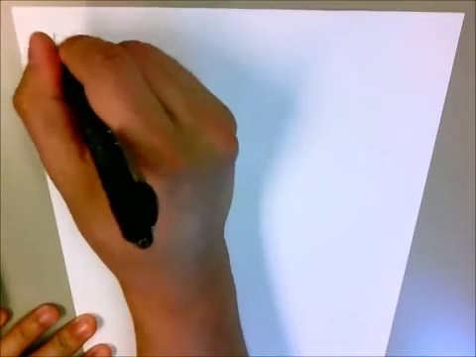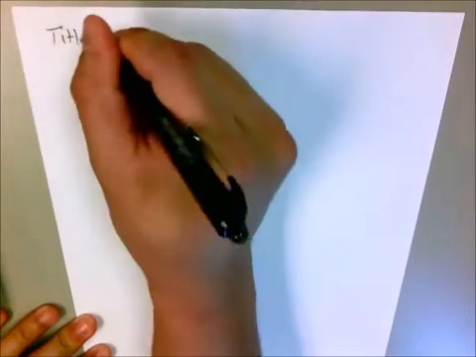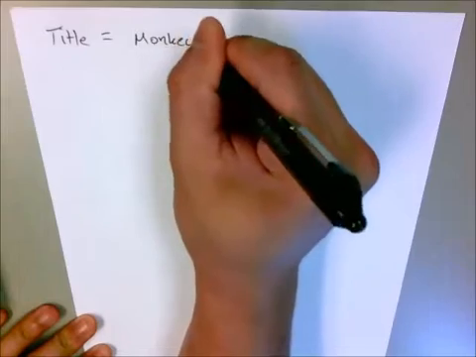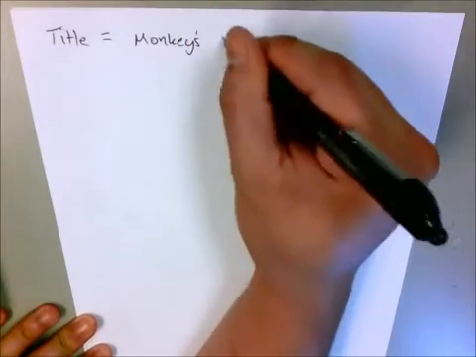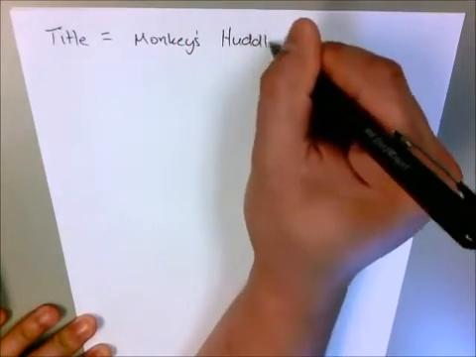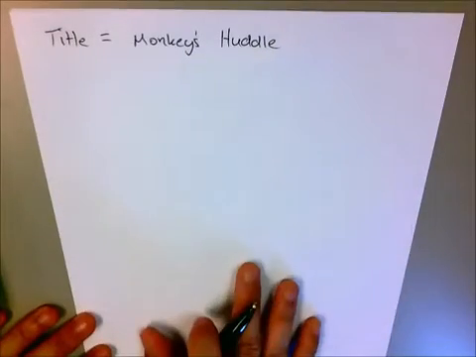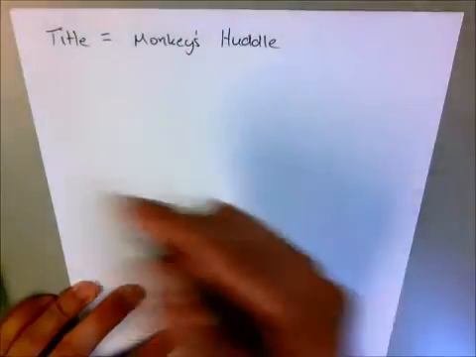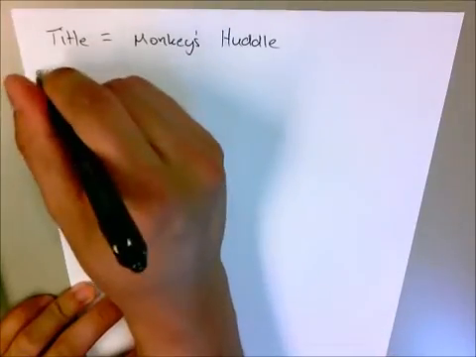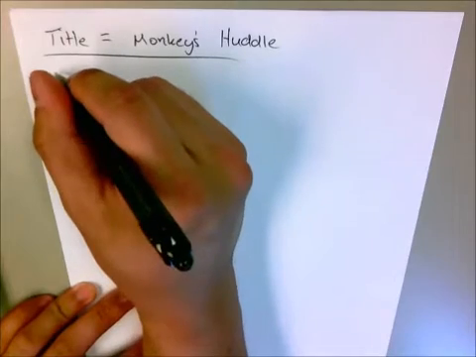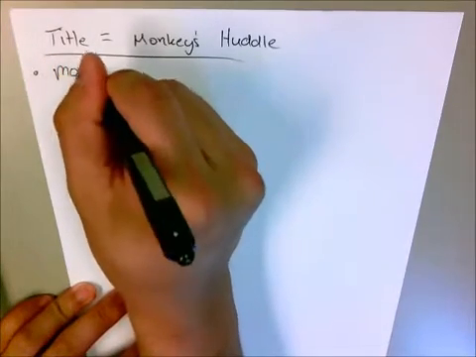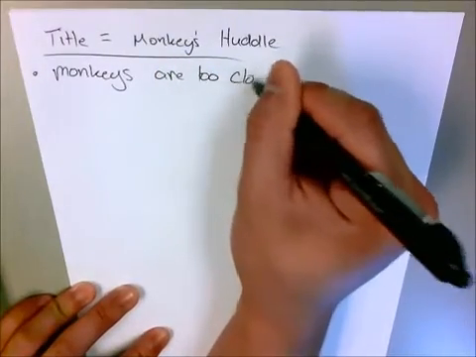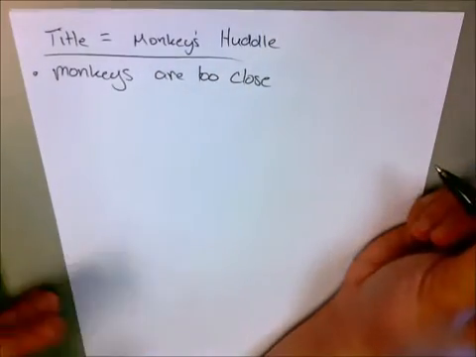So let's talk about this title. All your lab reports start off with the title, and this can be like, I don't know, a monkey's huddle. That's going to be our title for this. It doesn't really matter. So you end up with a title, and then you have to state the problem. Here's my title. Here's my problem. Monkeys are too close. You're really just stating that they're all huddled together. So that's your problem.